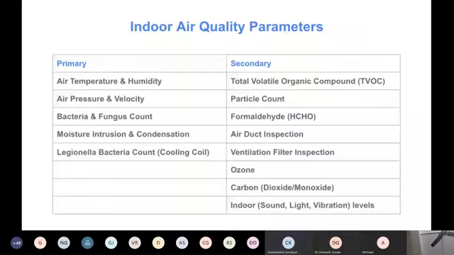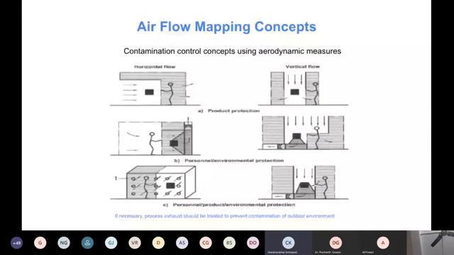So, airflow mapping concepts become one of the very important factors in terms of saving the recurring costs and the initial costs on the air conditioning systems. So what do we mean by airflow mapping concepts? Horizontal flow is a kind of flow for the air. Vertical flow, product protection through air transmissions, personal environmental protection. All these three criteria will be met by the flow pattern of the air.